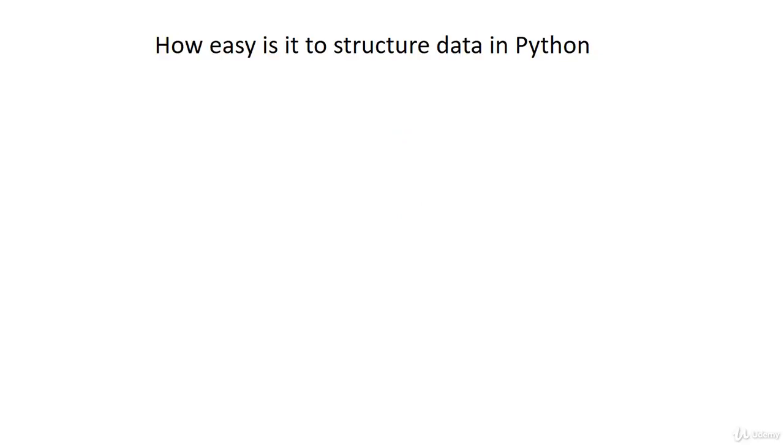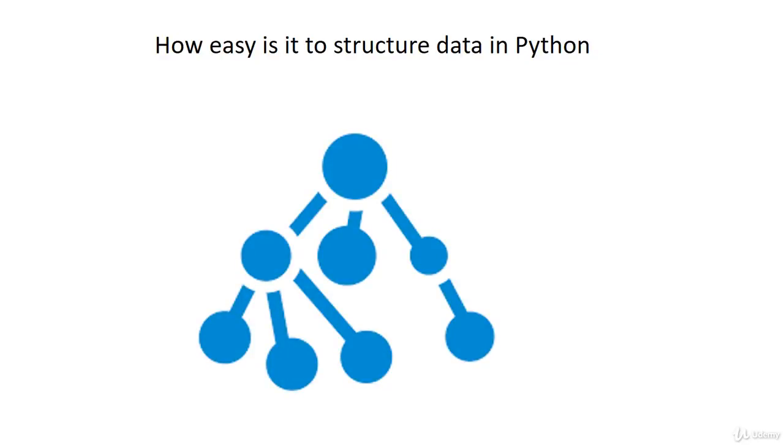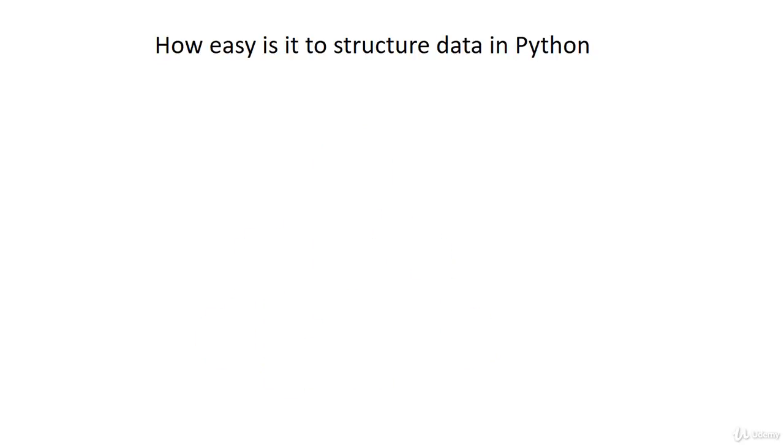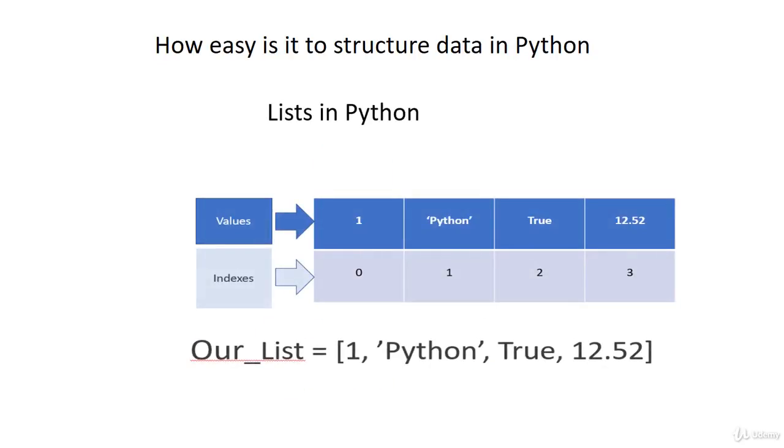Now, how easy is it to structure data in Python? That's answered by the major data structures in Python, which make developing applications in Python easy. First among them are lists. Lists are one of the data structures in Python which store heterogeneous data types and are also flexible in size. We will go into detail about this data structure, along with the different operations it supports and the different functions that can be applied to it.